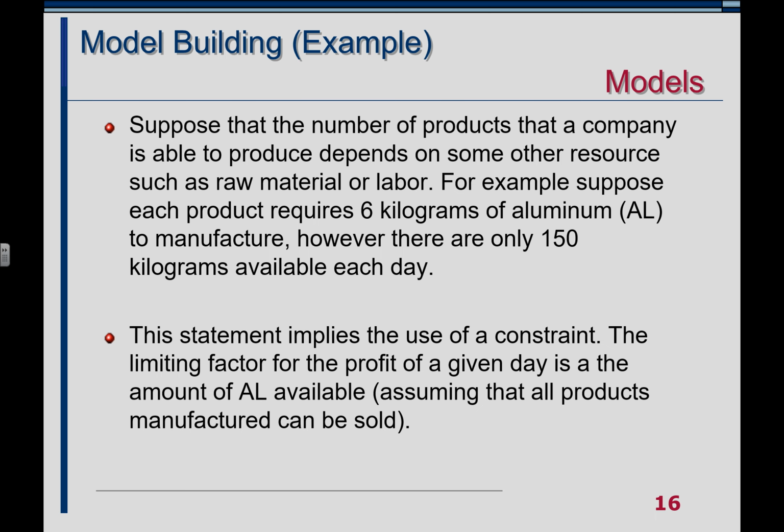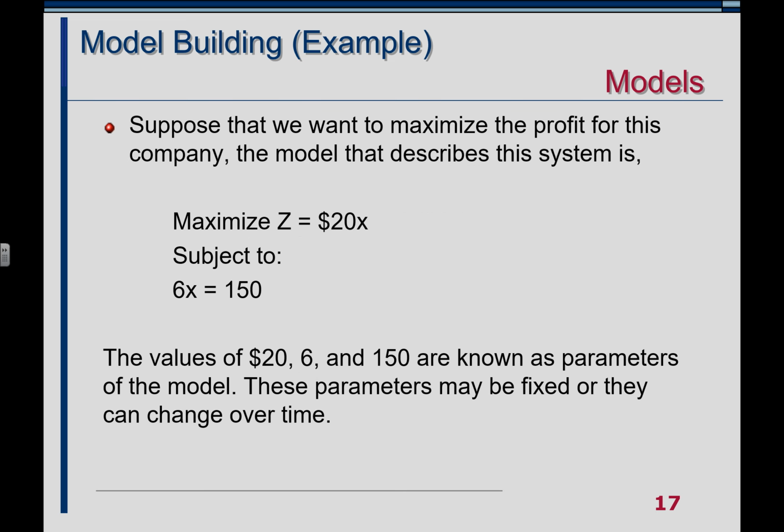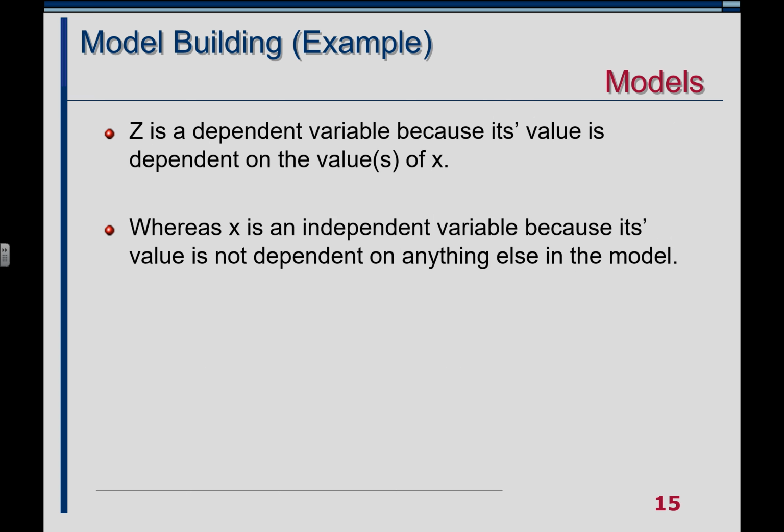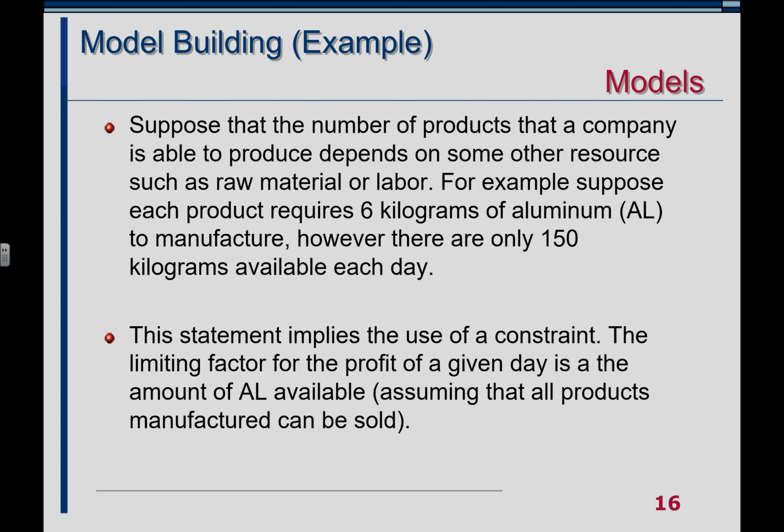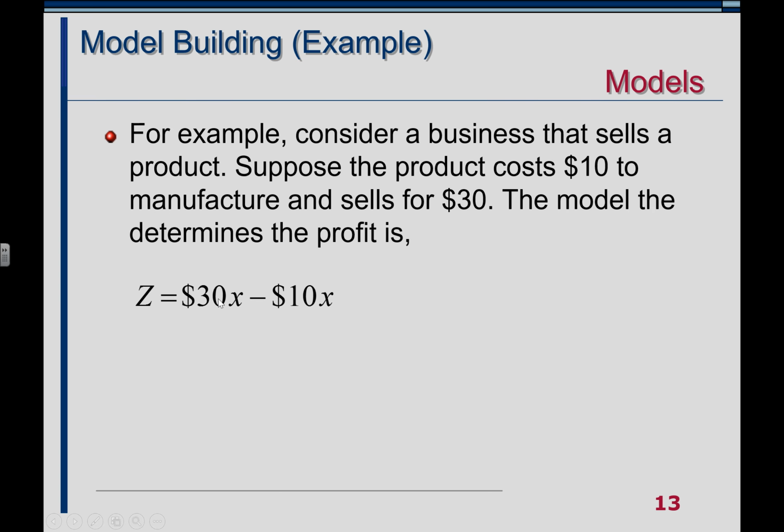The limiting factor for the profit of a given day is the amount of aluminum available, assuming that all products manufactured can be sold. So suppose we want to maximize the profit for this company. The model that describes the system is: we want to maximize Z, where Z is equal to 20X, because we're going to assume that this is the same product, so we can make $20 per item.